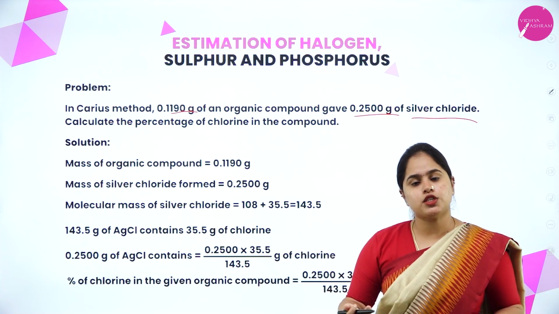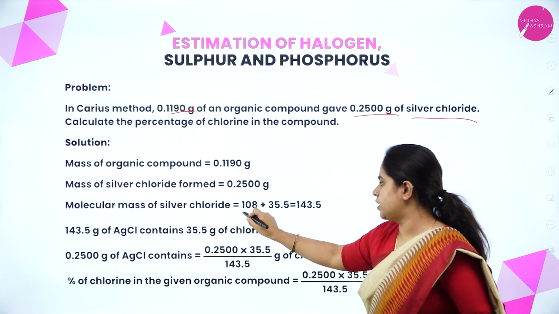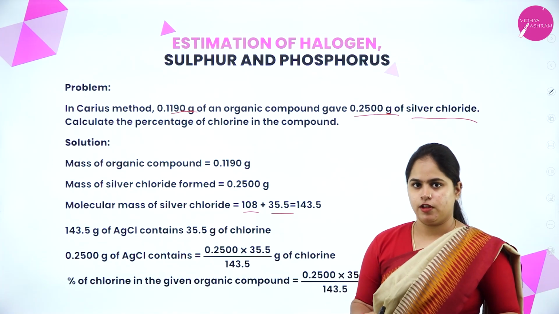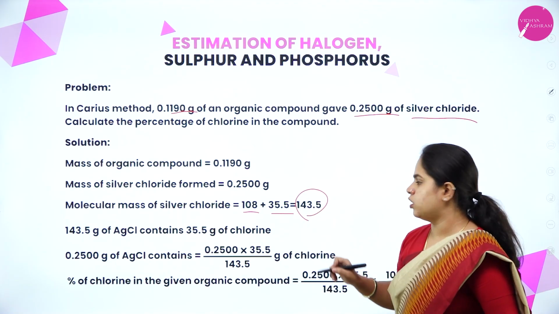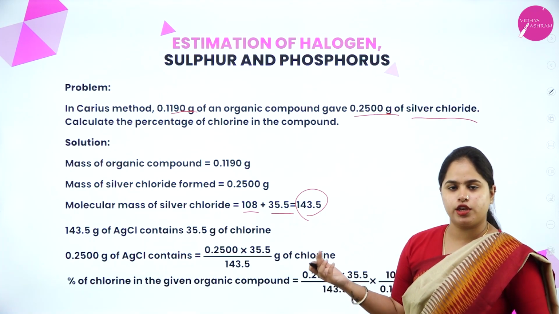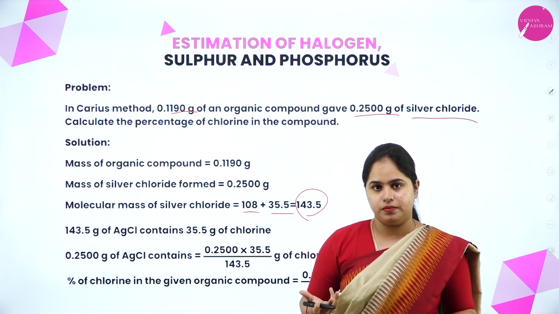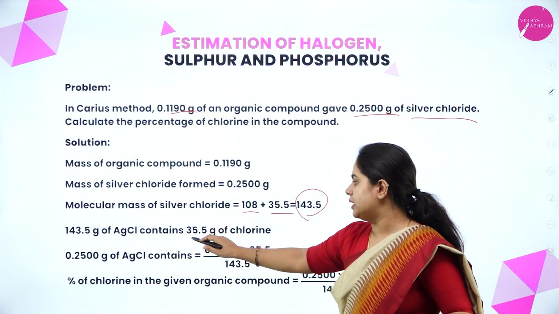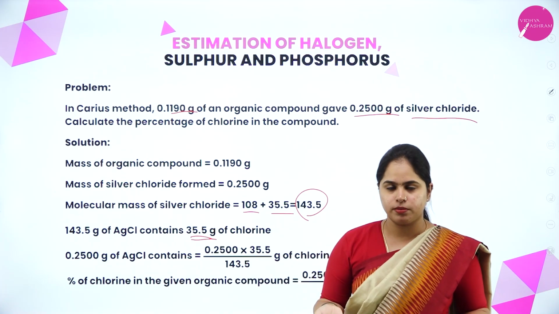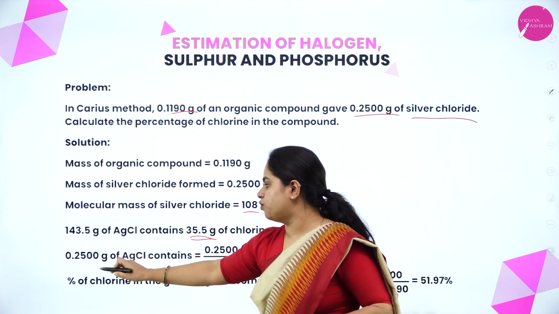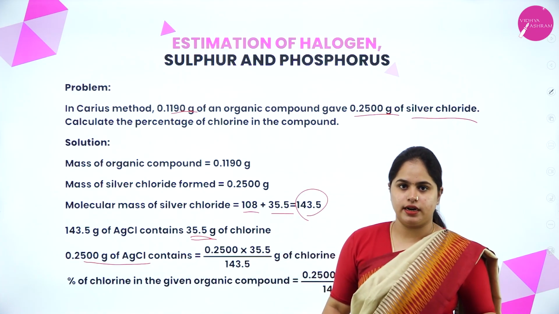Now the molecular mass of silver chloride we can calculate. For silver it is 108 atomic mass, and for chlorine it is 35.5. So the total will be 143.5. Yes, that is the molecular mass. Now if 143.5 of silver chloride is formed, it contains 35.5 gram of chlorine, right? Yes, that is clear. So then 0.2500 gram of silver chloride contains how much?